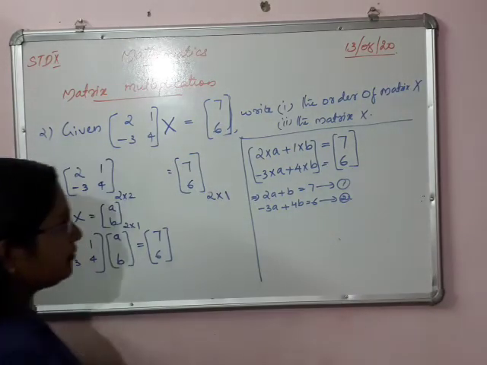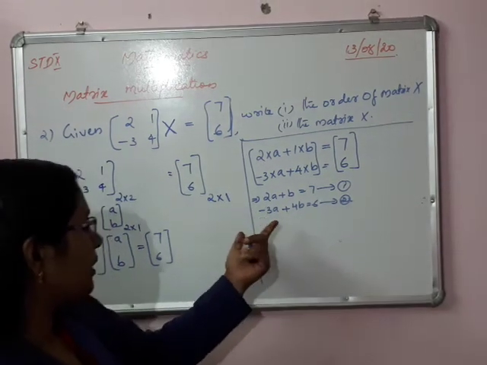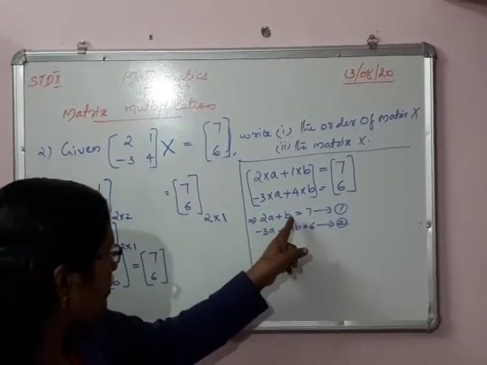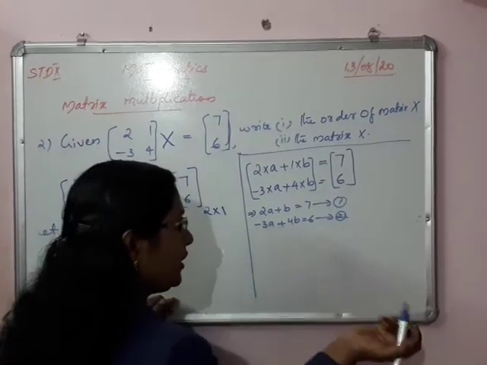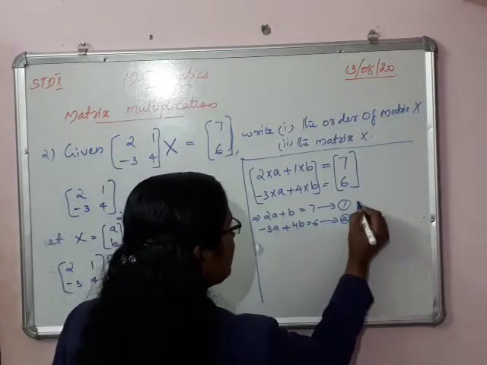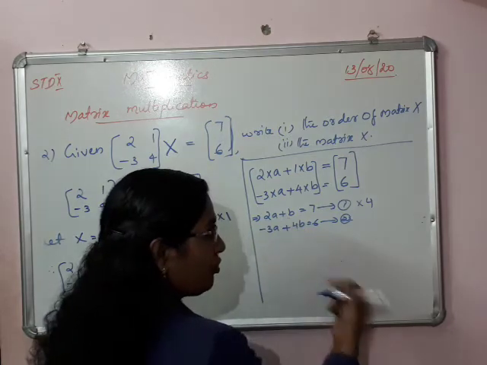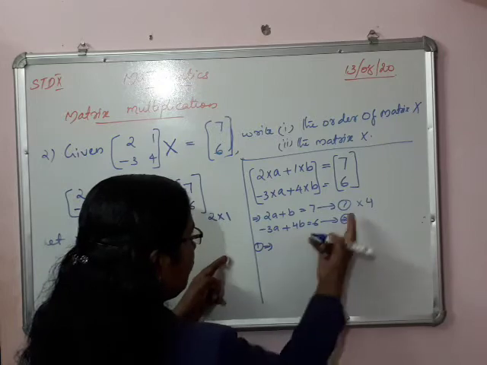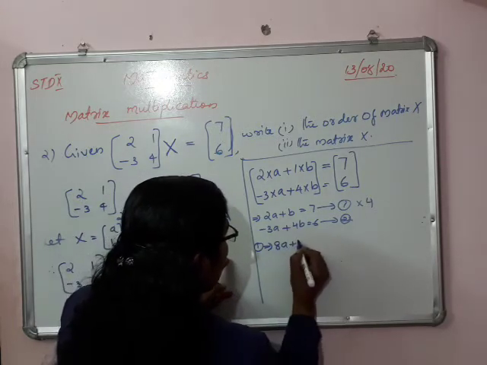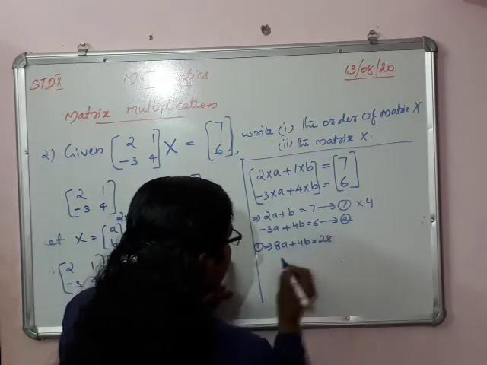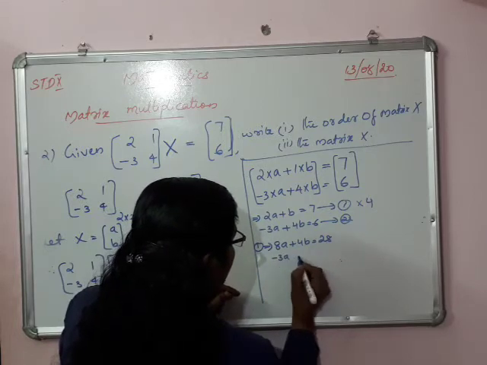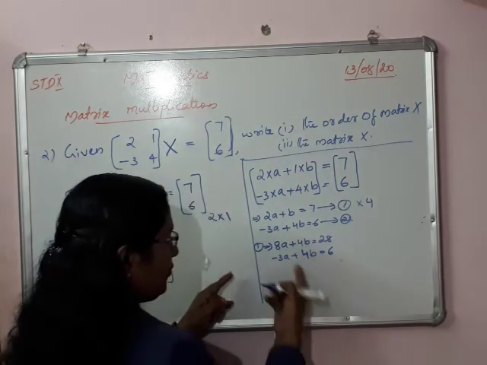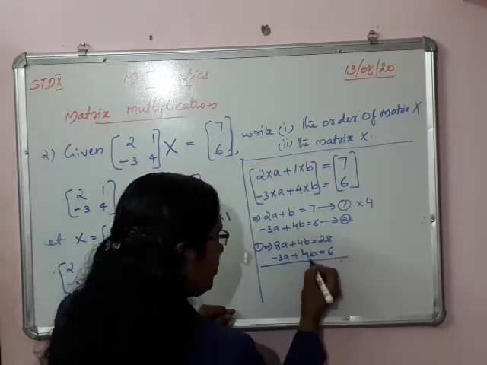How can we solve it? Here we can multiply with 3 and cancel, otherwise multiply here with 4 and it will cancel. Anyway, I am going to multiply equation 1 with 4, so 4B and 4B we can cancel. So the first equation implies 4 into 2, 8A plus 4B is equal to 28. Similarly, minus 3A plus 4B is equal to 6, no change. Subtracting, 4B minus 4B becomes 0.